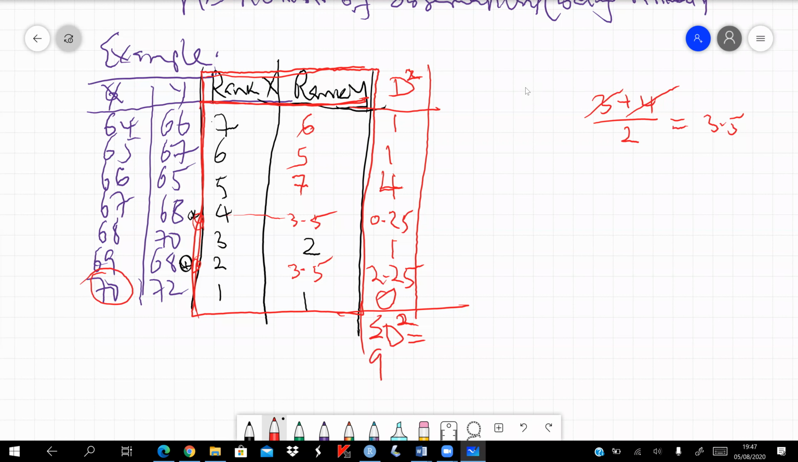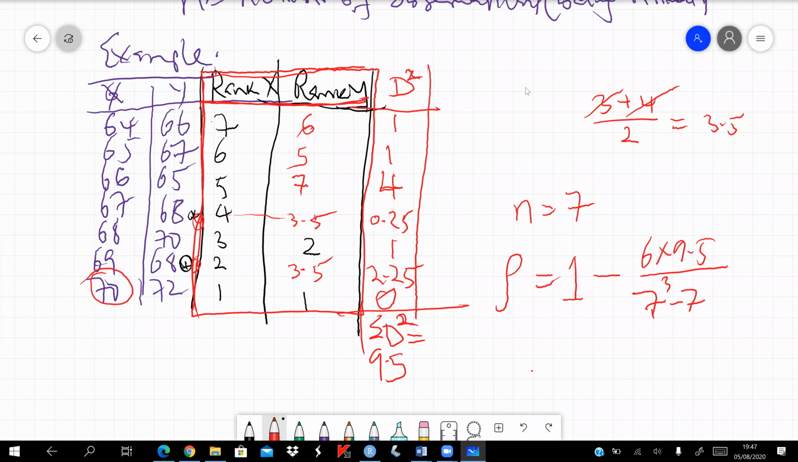It gives us 9.5. Of course, we know the number of observations here is 7. So our rho will be 1 minus 6 times 9.5 divided by 7 cubed minus 7. You either report a positive answer, a negative answer, or a 0.